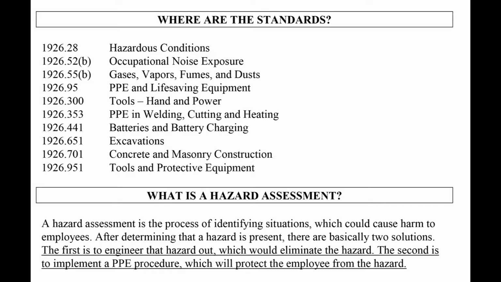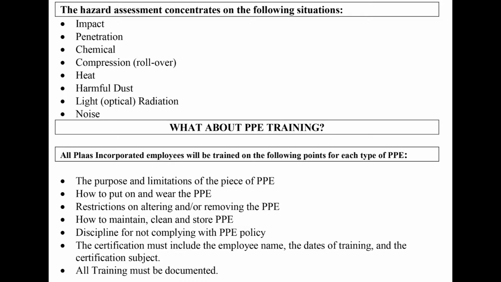What is hazard assessment? A hazard assessment is the process of identifying situations which could cause harm to employees. After determining that a hazard is present, there are basically two solutions. The first is to engineer that hazard out, which would eliminate the hazard. The second is to implement a PPE procedure which will protect the employee from the hazard. The hazard assessment concentrates on the following situations: impact, penetration, chemical, compression, rollover, heat, harmful dust, light, optical radiation, and noise.